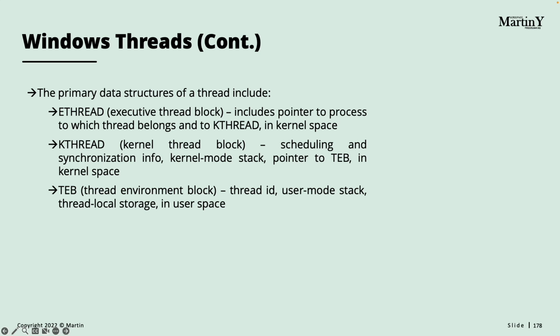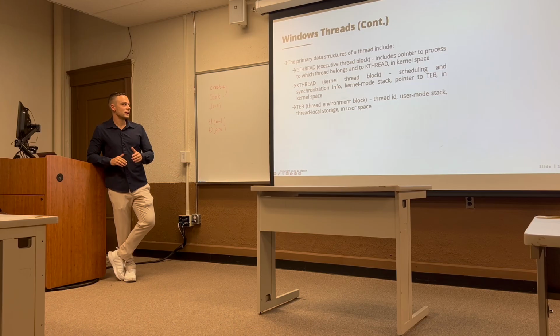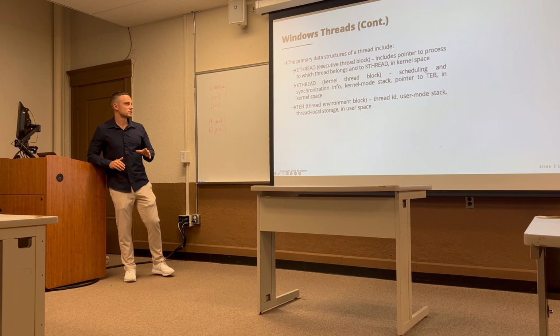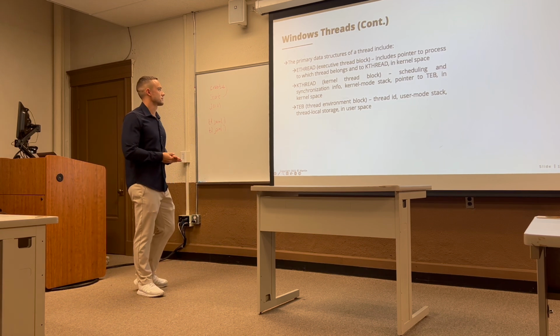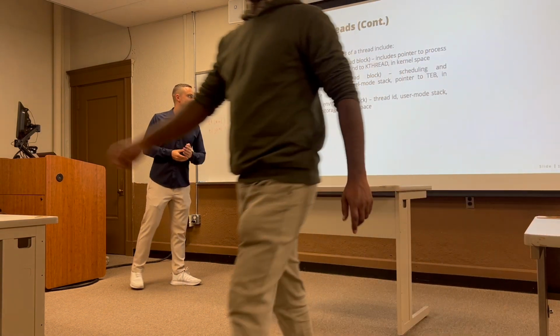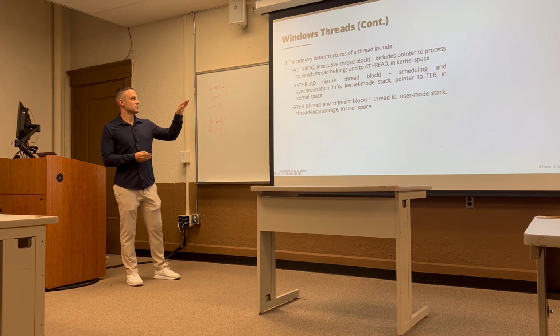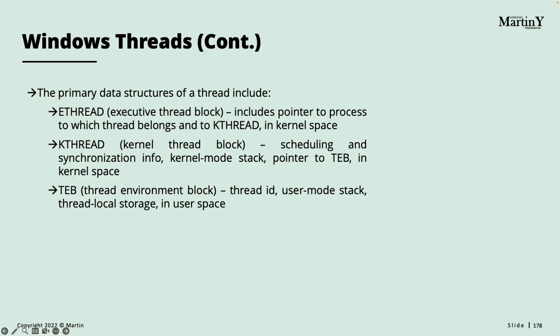So the primary data structures in Windows for threads are the ETHREAD, KTHREAD, and TEB, which is the thread environment block. Okay. So the ETHREAD normally includes a pointer to the process to which the thread belongs. Okay. Normally in the kernel space. And this is going to be the thread that is running above the kernel, okay, in the user level.